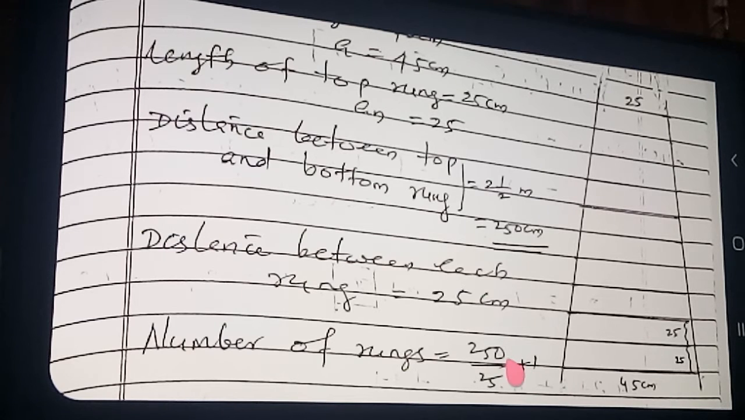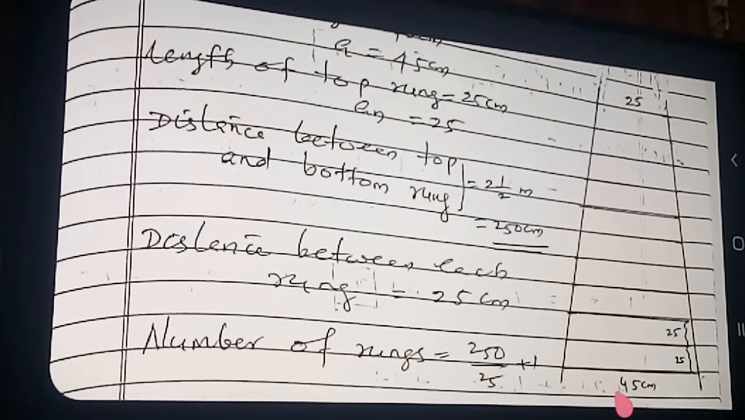Now what do you want to find out? You want to find the total length of the 11 rungs. That means you want to find S11. You already have two formulas. Sn is equal to n by 2 into 2a plus (n minus 1) into d. But here d is not given. Do you know the length of this rung? No. The lengths of these rungs we do not know.